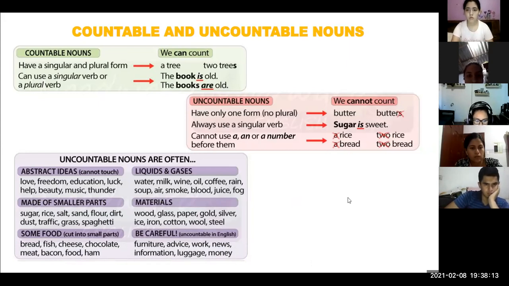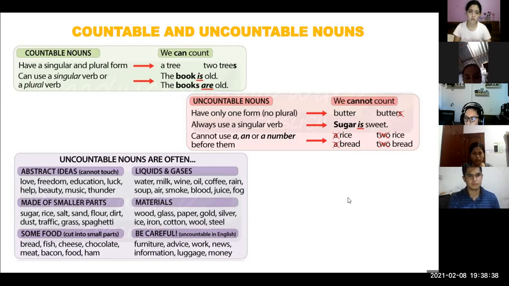Then we have things that are made of smaller parts. Okay, for example, sugar, rice, all these things are made of smaller parts. Okay, todas estas cosas están hechas de pequeños granos, ¿cierto? Entonces, por eso son incontables. Some food is uncountable too. For example, bread, fish, the food that we need to cut in small parts, okay?